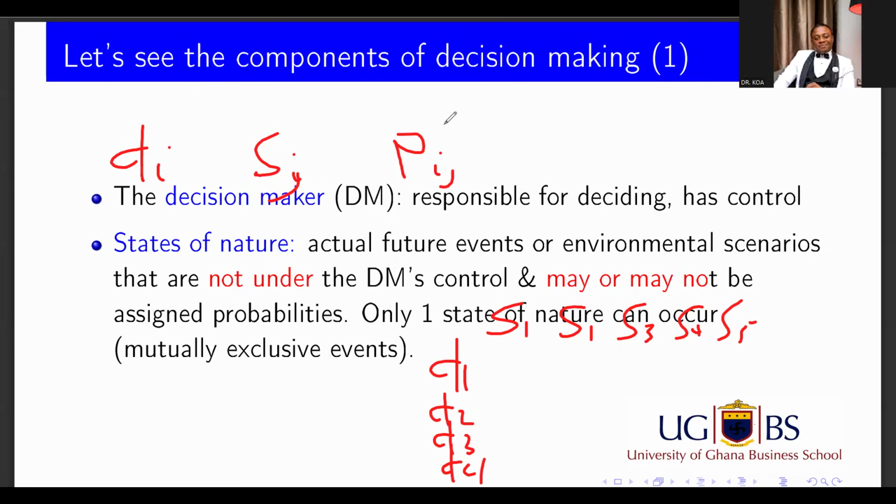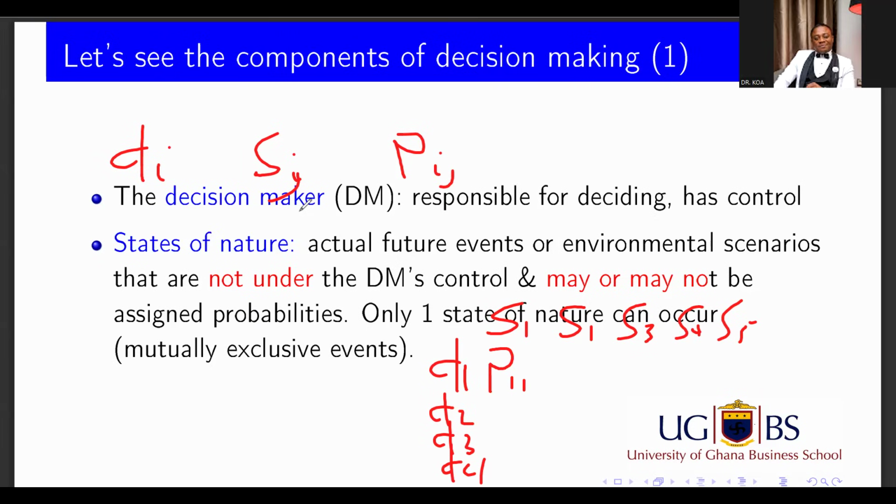Now, the final one is the payoff. The PIJ is the payoff. When you look at the way I've written the PIJ, you can see that it's taking the I from the decision alternative and the J from the state of nature. So the PIJ is normally the outcome, the return, the gain, the loss, the profit, the revenue, the net benefit, all the things that will be the outcome of the decision you have taken.